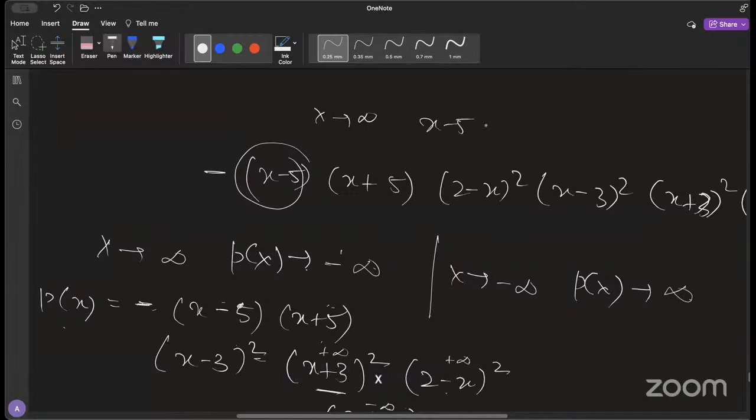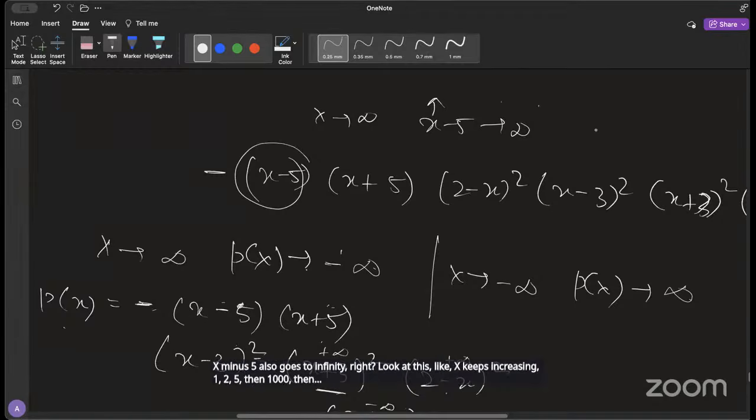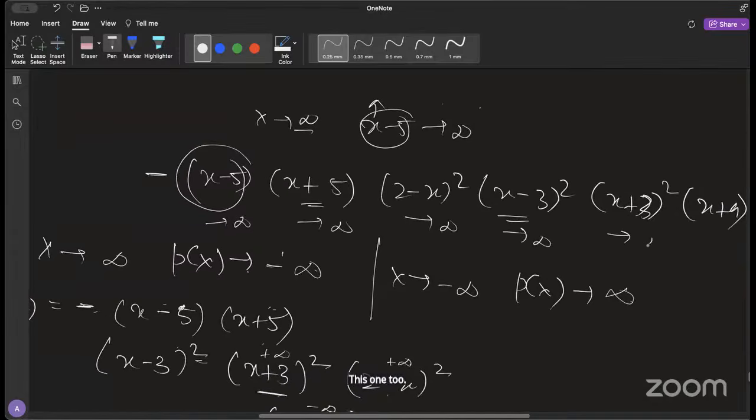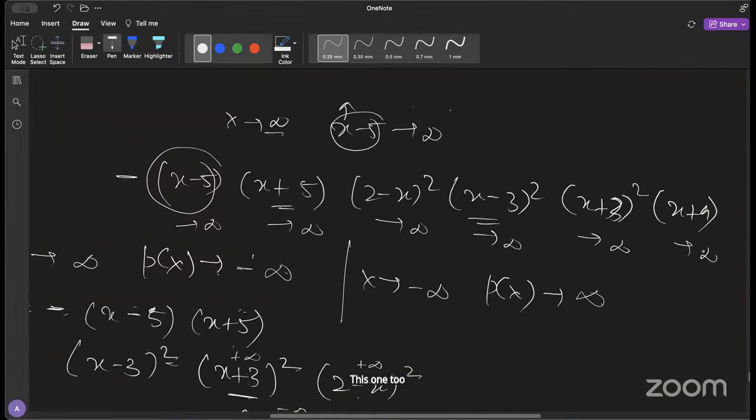x minus 5 also goes to infinity, right? Look at this, x keeps increasing: 1, 2, then 1,000, then crores. When it keeps increasing, that means x minus 5 is also going to infinity, right? So when x goes to infinity, this goes to infinity. This also goes to infinity. This also goes to infinity. This one too. This one too. And this one too. But you will be confused in the negative one.